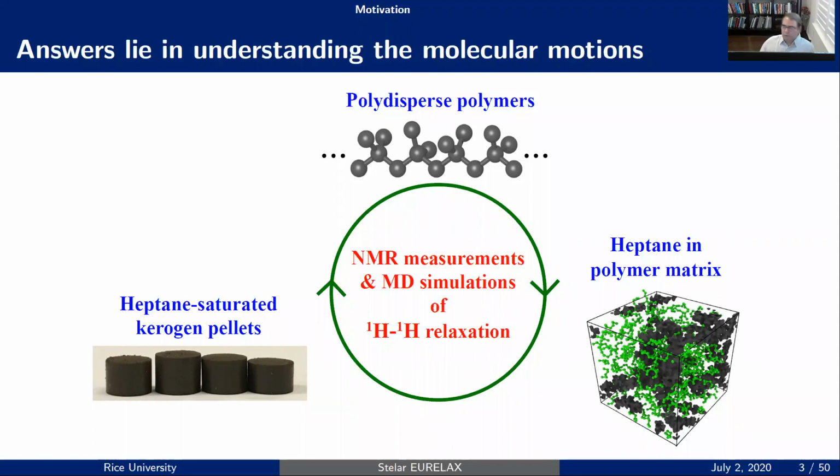So why do we use polydisperse polymers? Well, it's a model for bitumen because bitumen is also highly polydispersed. Also, these polymers have very high viscosity, up to 300,000 centipoise, and they have no paramagnetics, which allows us to investigate hydrogen-hydrogen dipole-dipole relaxation. We also use these polymers to form a polymer matrix to confine heptane. And here's a picture. The green here is heptane molecules confined in a polymer matrix, which we can simulate and we can measure the same system. And this, of course, is a model for heptane saturated kerogen pellets, namely immature kerogen.